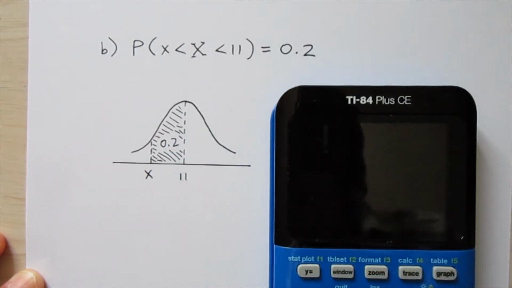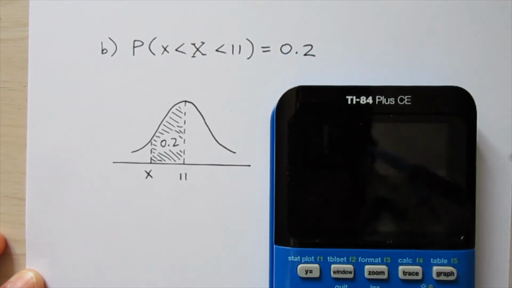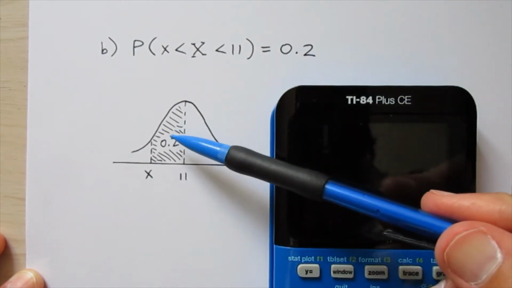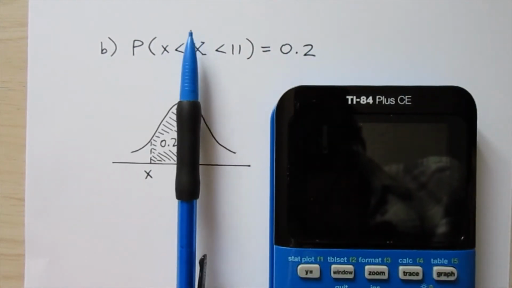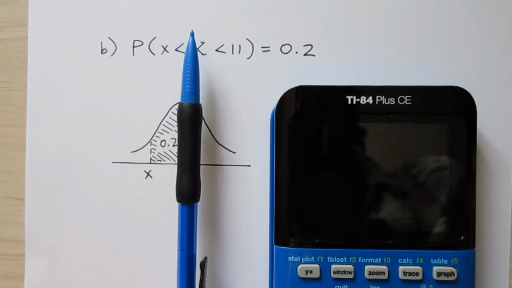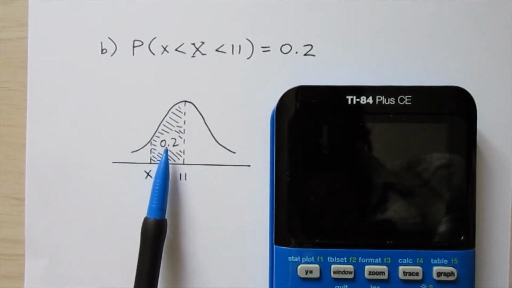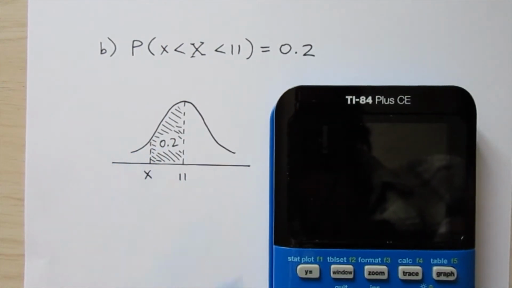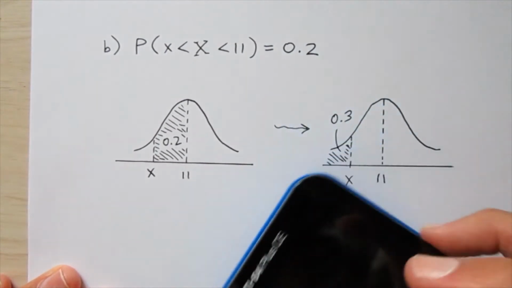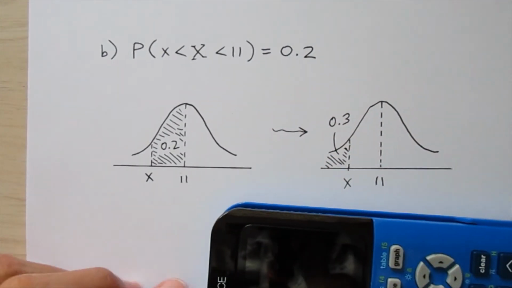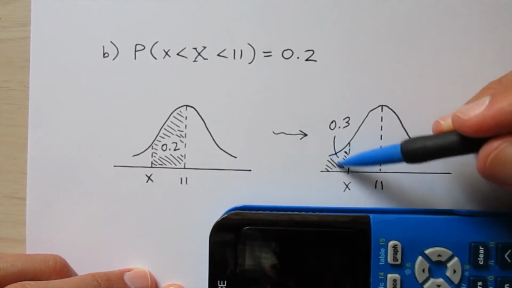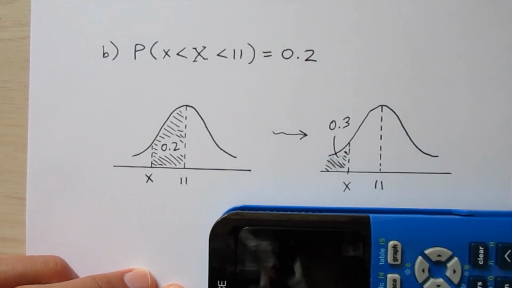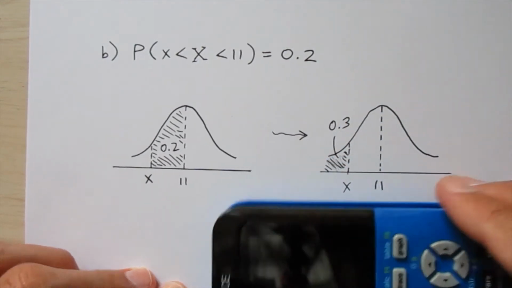Between little x and 11, I want an area of 0.2. See that? Well, the graphing calculator doesn't really have any way of calculating this directly. So what I propose is, what is the area to the left of 11? The total area is 0.5, isn't it? So if this is 0.2, then the little white area here must be 0.3. So I'm going to modify it to look like this. You see, I'm shading the tail to the left of little x such that that area is 0.3. So now I'm equipped to find this in my calculator.